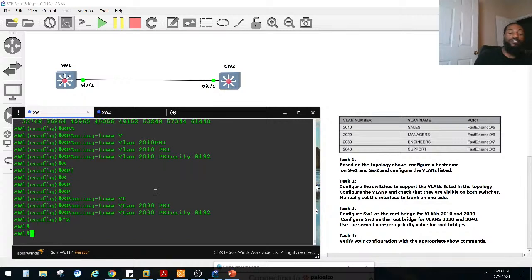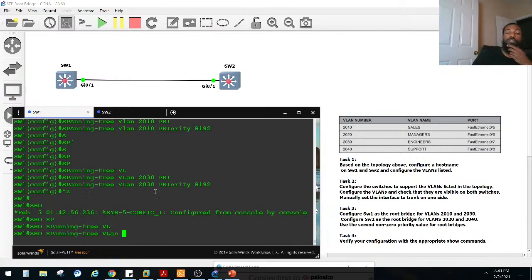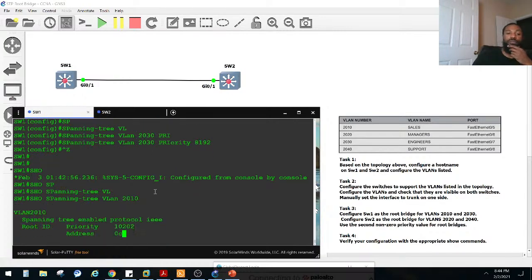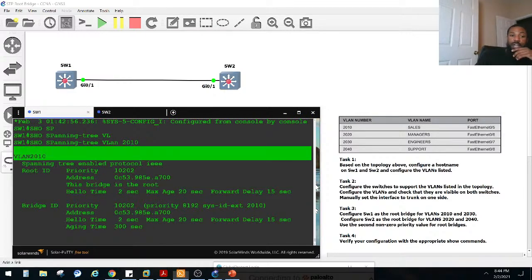Right? So now we can verify our work with show spanning-tree, and we'll do one VLAN at a time instead of just doing show spanning-tree, because it's going to show us all the VLANs. We don't want to do that. So we just do show spanning-tree vlan 2010. And you can see now this bridge is the root for VLAN 2010. We set the priority to a non-zero priority. So it's 8192.